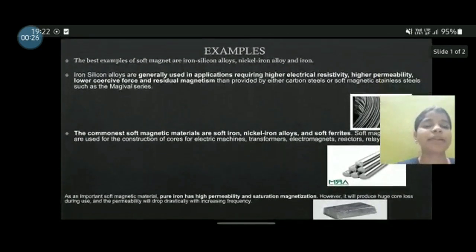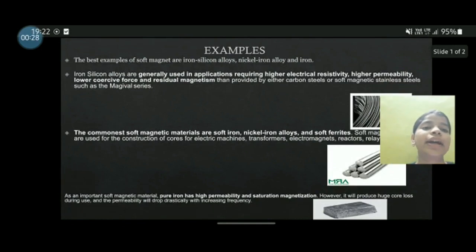The best examples of soft magnets are iron silicon alloys, nickel iron alloy, and iron. Iron silicon alloys are generally used in applications requiring higher electrical resistivity, higher permeability, and lower coercive force and residual magnetism than provided by either carbon steels or soft magnetic stainless steels. The commonest soft magnetic materials are soft iron, nickel iron alloys, and soft ferrites.